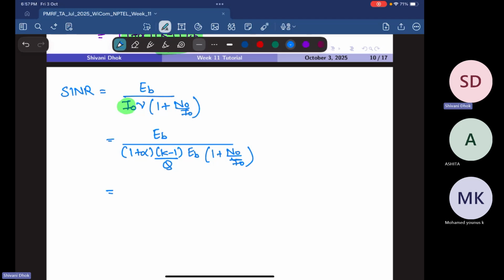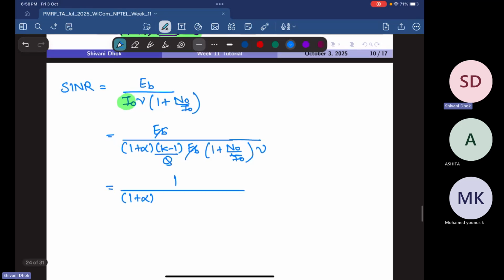So this EB gets cancelled. So what we are left with is 1 over 1 plus alpha. Factor is also right, na? Yeah, sorry, I missed it. Yeah, it's there. Thanks. 1 plus alpha into, let me just put it here, voice activity factor nu, K minus 1 upon Q into 1 plus N naught by I naught. So this particular SINR equation is in terms of all the values that are given to us.